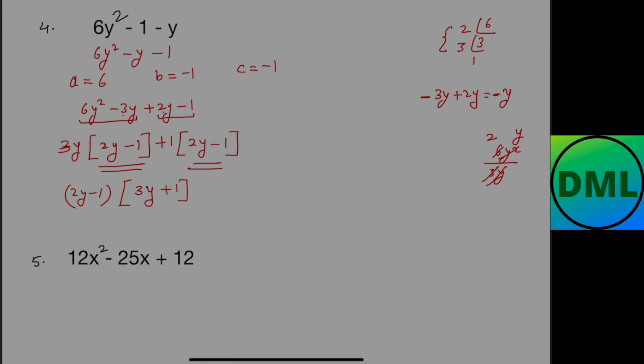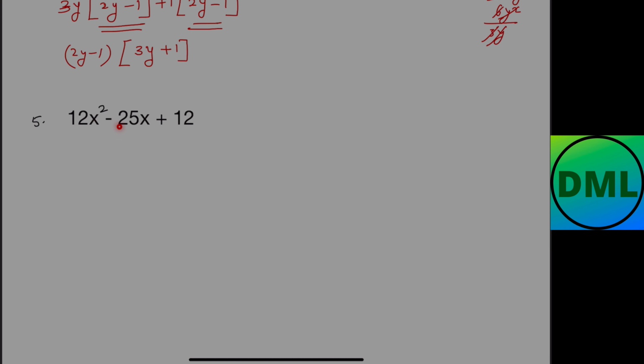Let's see one more example. 12x square minus 25x plus 12. Is this written in the proper order? Yes. I need to write down the values for A, B and C first. Let's write down the values: A is 12, B is minus 25, C is 12 here. I need to multiply A and C. My answer is 12 times 12 is 144.